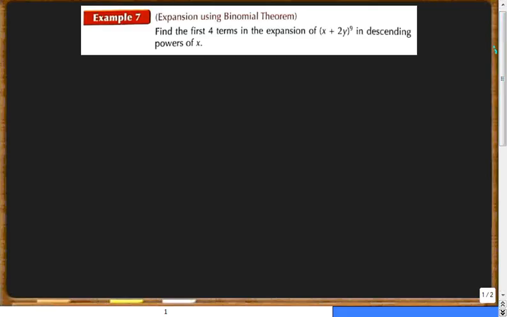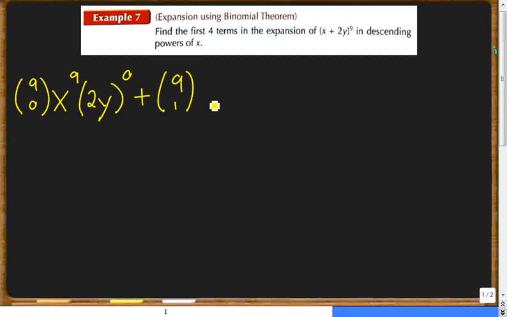So if we have x plus 2y to the 9th, we start out with 9 choose 0. x gets all of the power, so x to the 9th, and 2y gets none of the power. So instead of having to look up that number, we know what we can find. And then we add to that. Now it's 9 choose 1, and we have x to the 8th, and now the 2y gets the 1. Notice how that is connected.